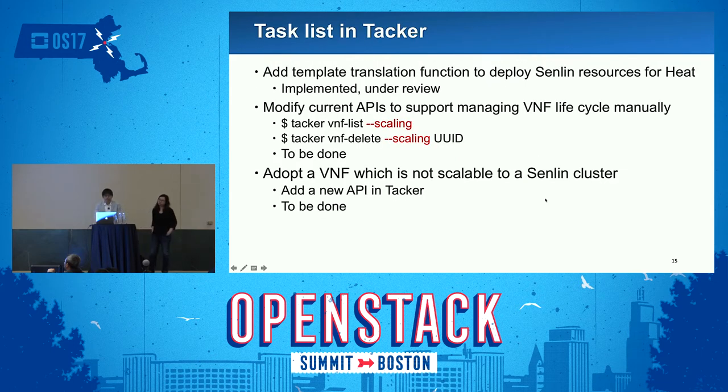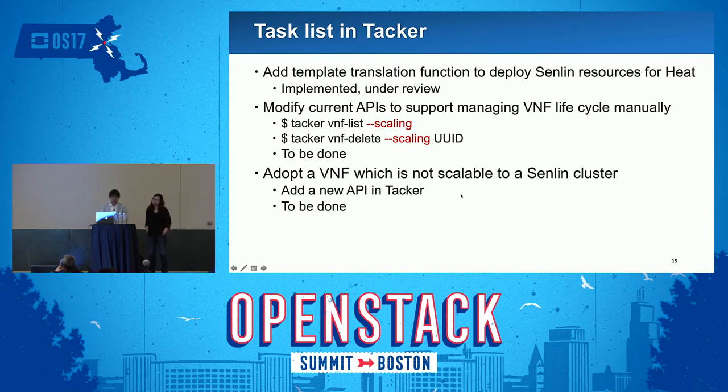Okay, the task list in Tacker. There are three tasks. First, add a template translation function to deploy Senlin resources for Heat. This job is already implemented and under review. And the second one, modify current APIs to support managing VNF lifecycle manually. This job is not difficult. We just need to add a scaling option to do it, and it will be done in the future.